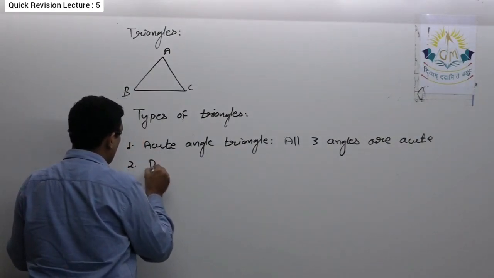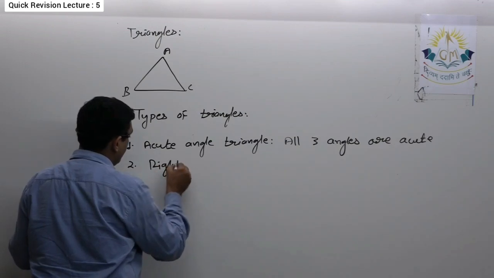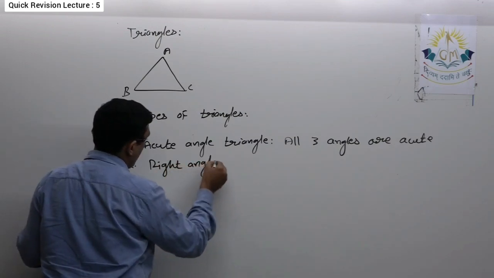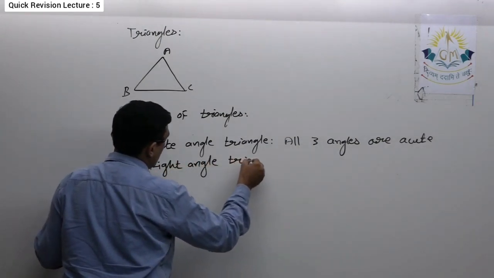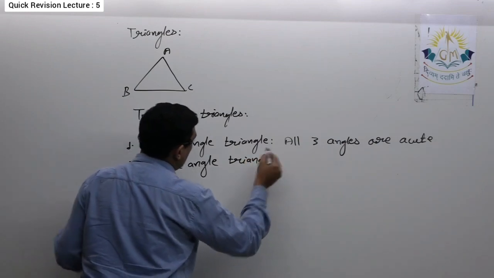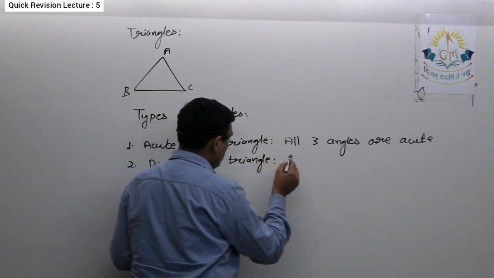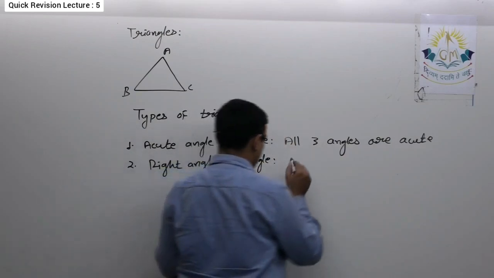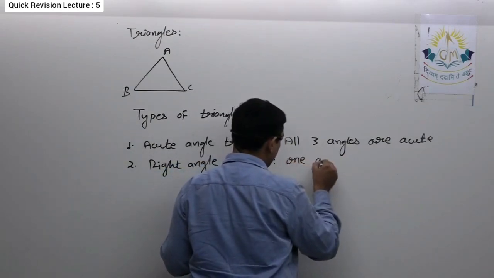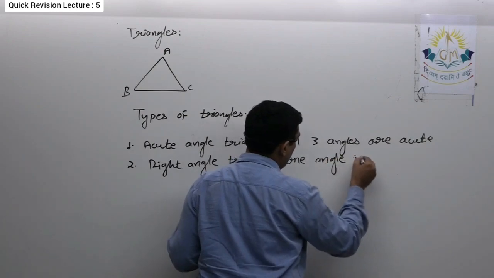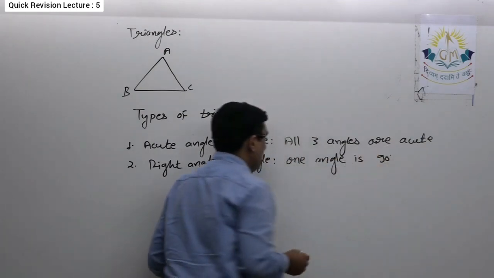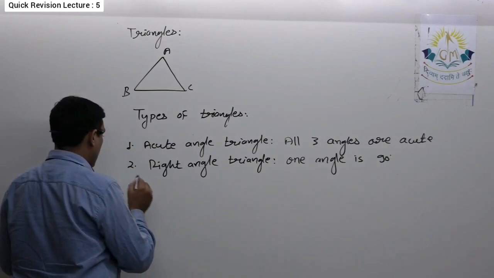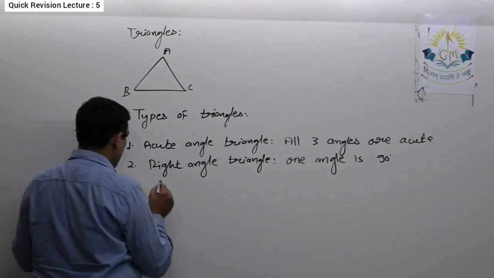Second is the right angle triangle. That means a triangle whose one angle is 90 degrees. This is the right angle triangle.